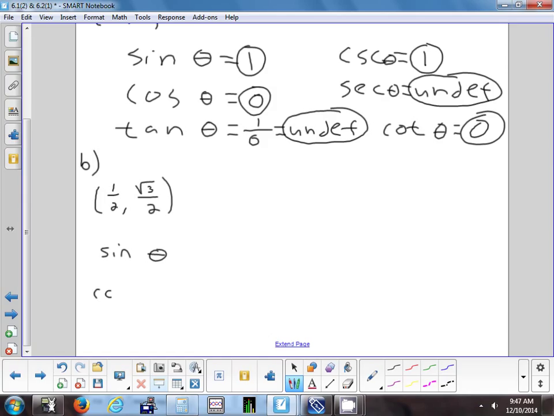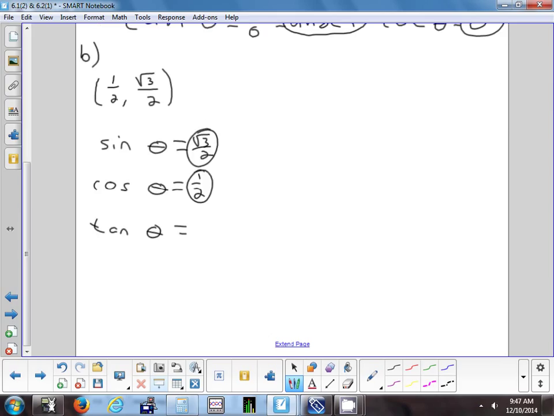Let's try that one. Okay, so sine is my y value. Okay, Orlando, what's y in this case? Square root of 3 over 2. Yep, square root of 3 over 2. Okay, cosine, Taylor, that's my x value. So in this case? 1/2. Yep, 1/2.